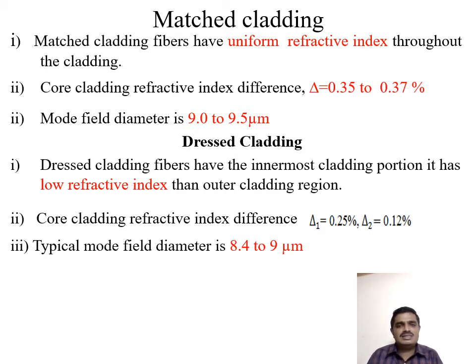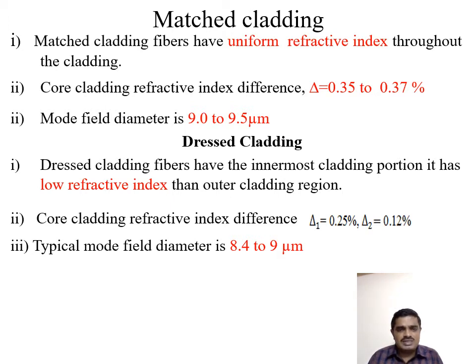Matched cladding has uniform refractive index throughout the cladding. If I take the core-cladding refractive index difference, that difference value may be 0.35 to 0.37. Mode field diameter value should be 9.0 to 9.5 micrometer. Depressed cladding, next look into depressed cladding.